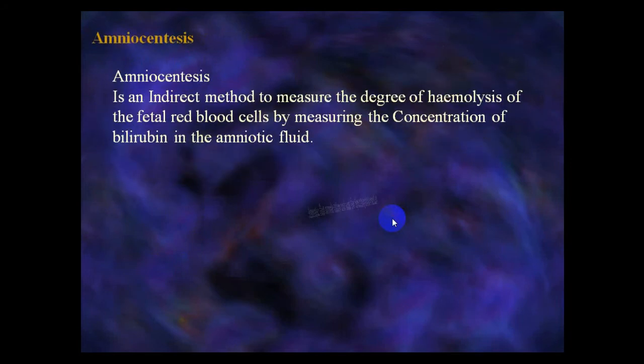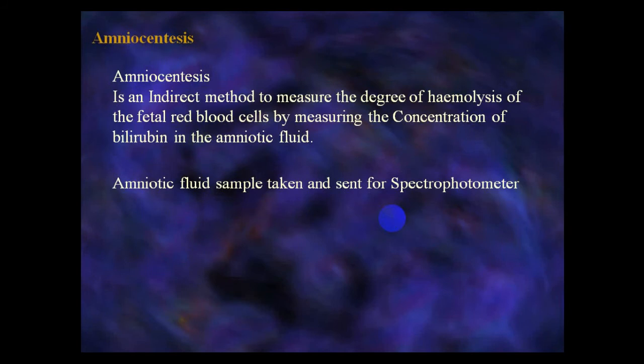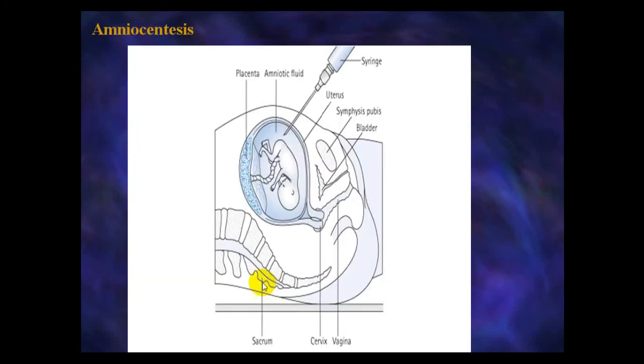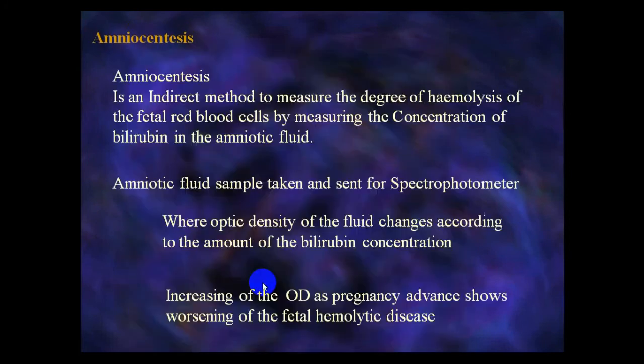Amniocentesis is an indirect method to measure the degree of hemolysis of the fetal RBC by measuring the concentration of bilirubin in the amniotic fluid. An amniotic fluid sample is taken and sent for spectrophotometry, where the optical density of the fluid changes according to the amount of bilirubin concentration. So an increase of optical density as the pregnancy advances shows worsening of the fetal hemolytic disease.